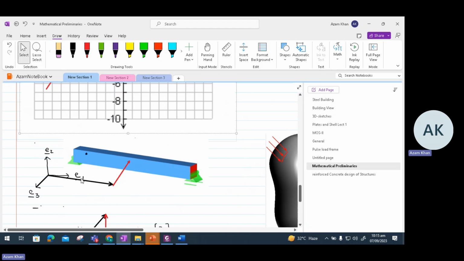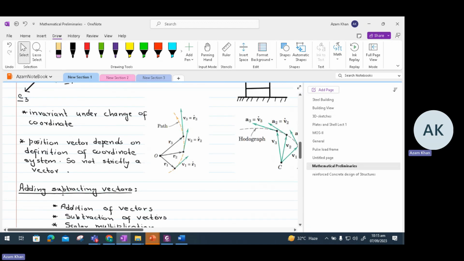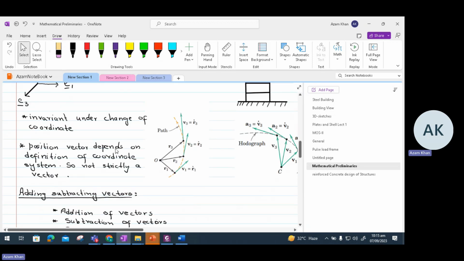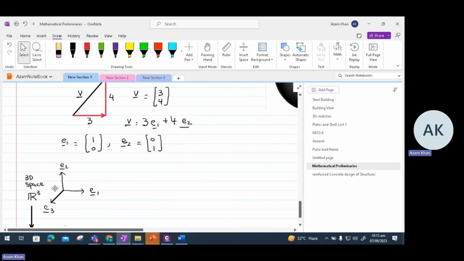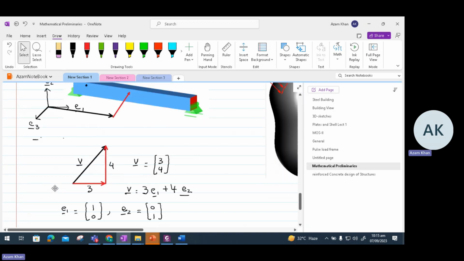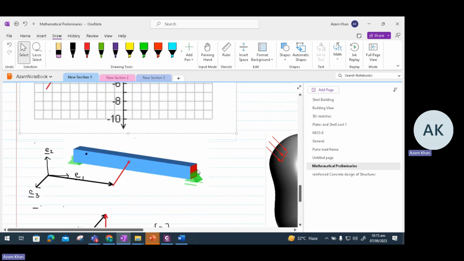The position vector is not an invariant; it is a variant vector. Previously, we discussed that the position vector depends on the definition of the coordinate system. So this coordinate system, in which we have drawn this simply supported beam, is a Cartesian coordinate system.